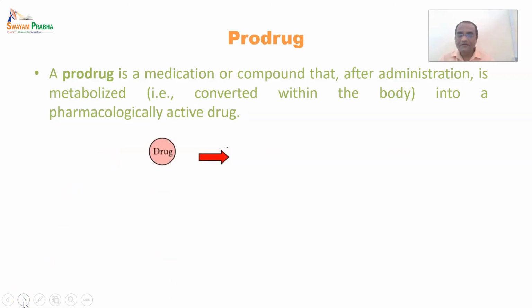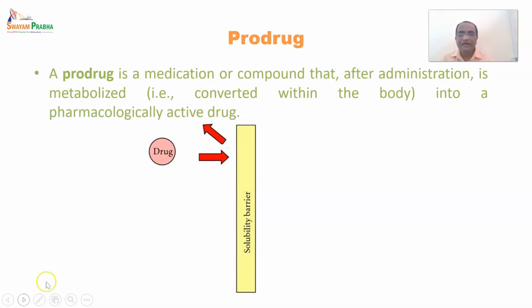So here you can see a drug molecule which tries to cross a barrier. One example I have taken here is the solubility barrier. It means the drug is more lipophilic and is not able to go through some biological fluids in the body, due to which it is repelled.